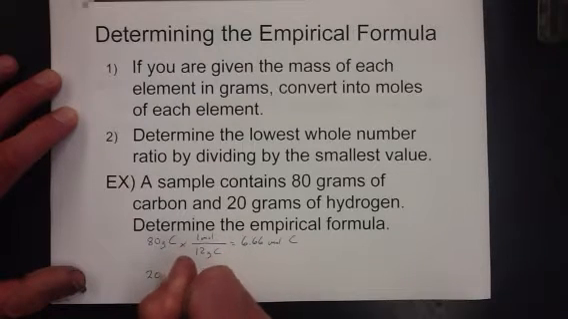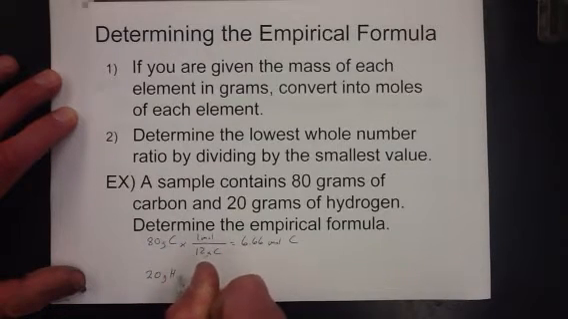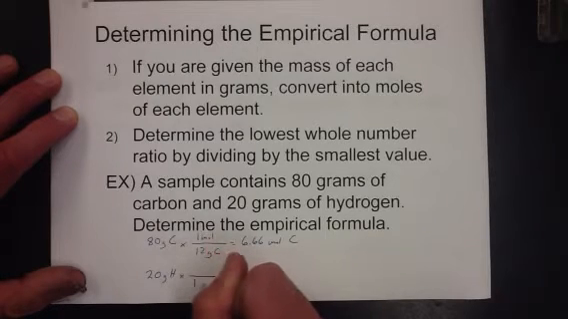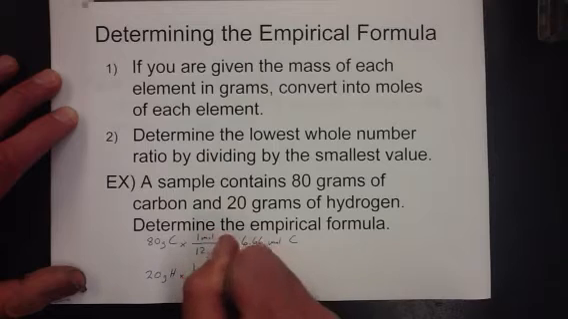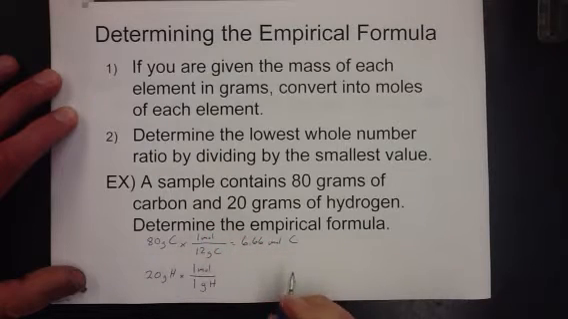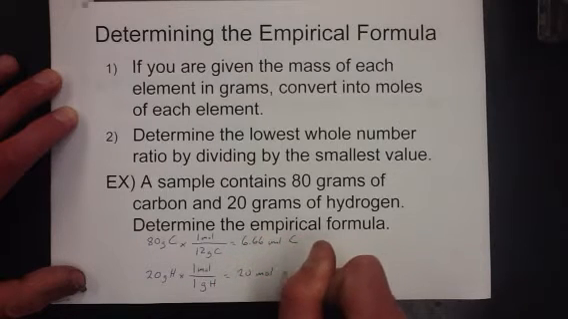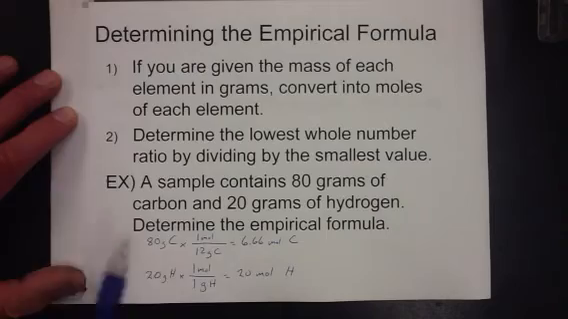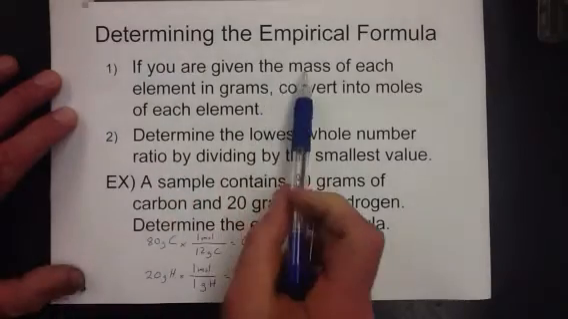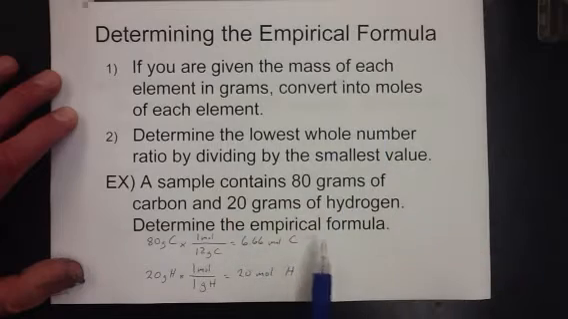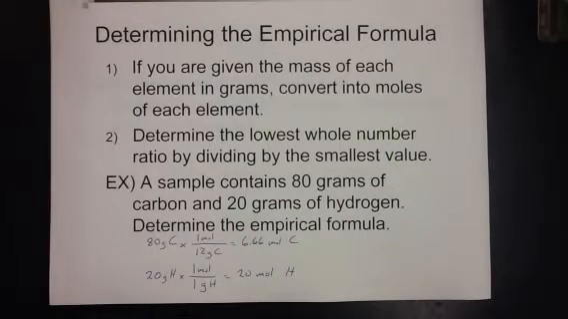Now we do the same thing with the hydrogen. So in our sample we have 20 grams of hydrogen. Molar mass of hydrogen, when you look it up on the periodic table, is 1 gram of hydrogen for every 1 mole. So the grams cancel out, and you get 20 moles of hydrogen. So that's the first step. We were given the mass, and we converted from grams into moles using molar mass from the periodic table.